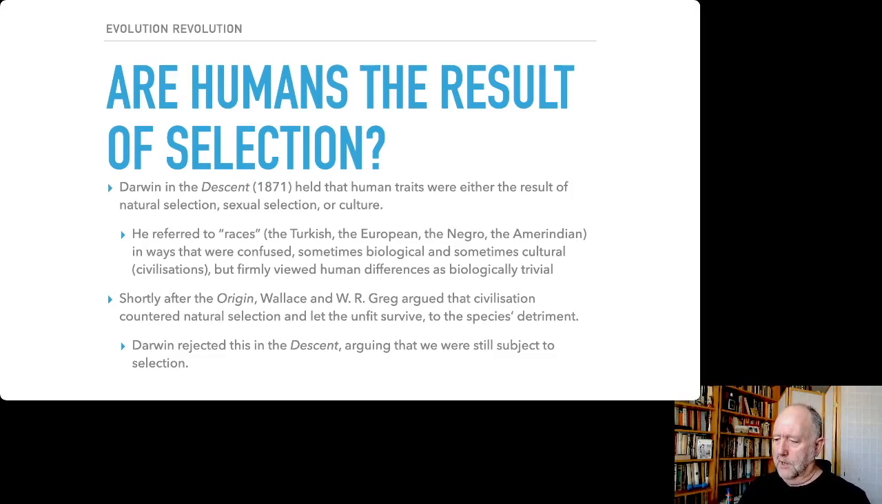Darwin rejected it, but he did so in language which was a little bit opaque, leading to people thinking that Darwin was actually arguing for it. But instead, he said, we're still subject to natural selection, and we haven't stopped evolving. But he didn't really deal with that question, I think, adequately.